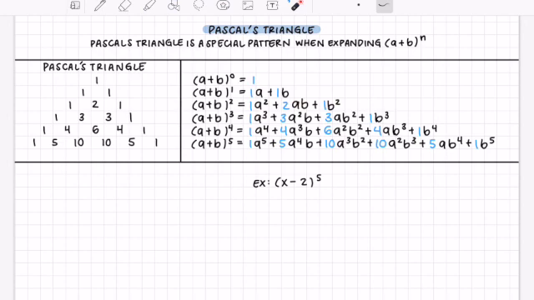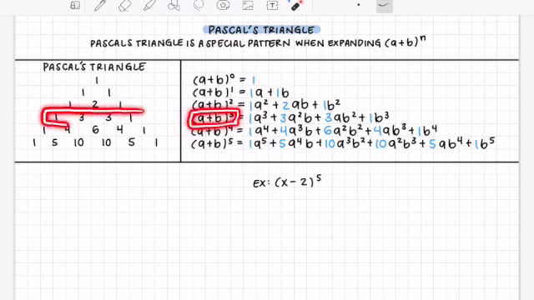And while the exponential power of a is decreasing, I'm going to be increasing my b values. So over here, there is no b. Then we get b to the power of 1, and then we have b to the power of 2. We stop there because, again, our exponent was originally to the power of 2. I'm going to keep on doing this. So right here, a plus b to the power of 3.